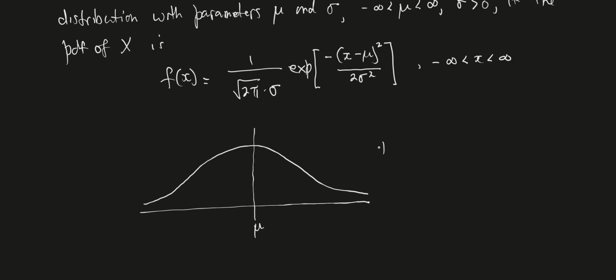So let's say like this. f of x is symmetric with respect to the line x equals mu. And that means something right away.